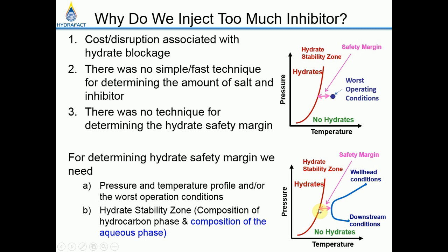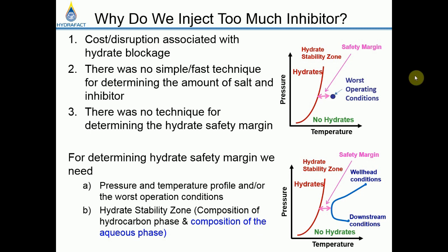So compared to the hydrate phase boundary, this difference can be called the hydrate safety margin. Now this margin can be 3 degrees, can be 2 degrees. It can be decided by the company or by the operator.